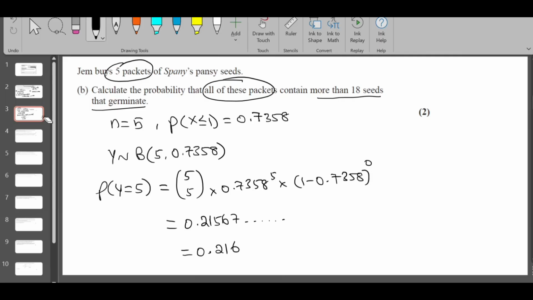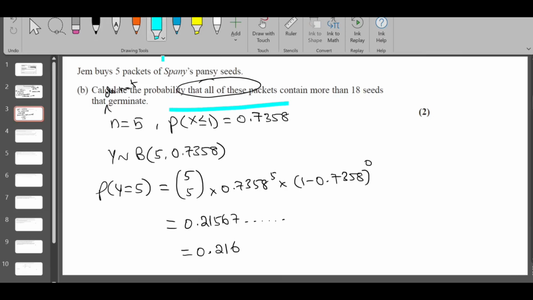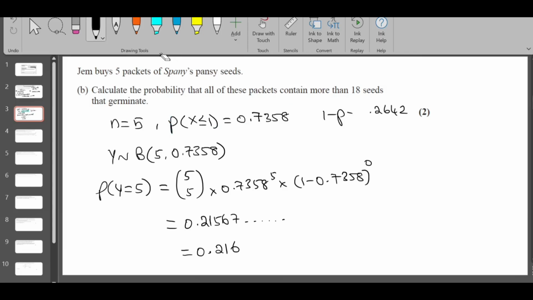That's all. Now let me explain one more thing here. What if the same question says calculate the probability that all of these packets contain more than 18 seeds that do not germinate? We know this probability is the probability for more than 18 seeds that do germinate, so you need to subtract this from 1. Take this as a probability of success. So it's going to be 0.2642. This is P. This value is Q. That's why you need to read the question carefully. In this case, it's just straightforward.